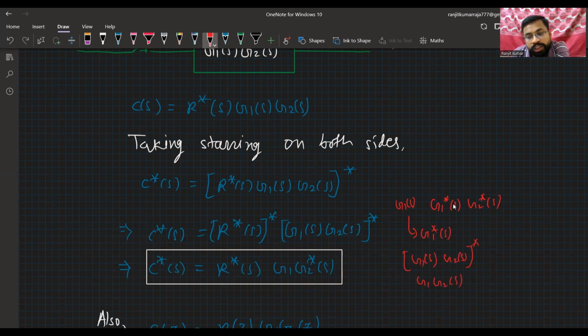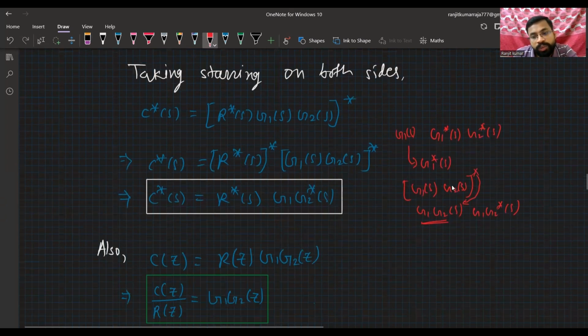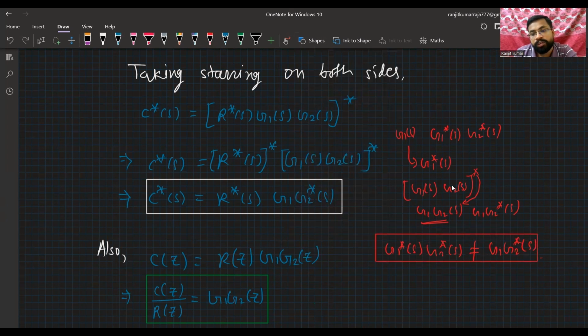Now after that we perform this operation, that is G1G2 star of S. So the same I have done here, that is G1G2 star of S. Now, always remember G1 star of S times G2 star of S is not equal to G1G2 star of S. Remember this point. Keep this as a note. This is very, very important.